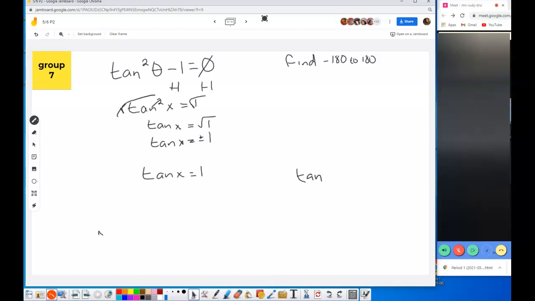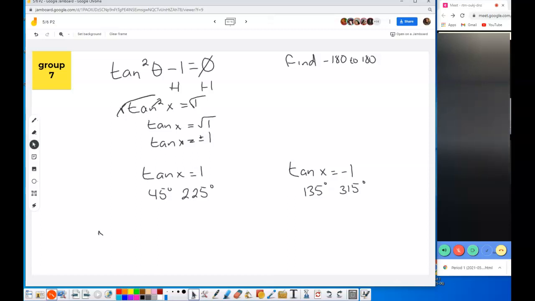And tangent x equals negative 1. And positive 1, we get 45 and 225. 45 and 225? It's the same numbers. And which one is 135 and 315? 135. 315.